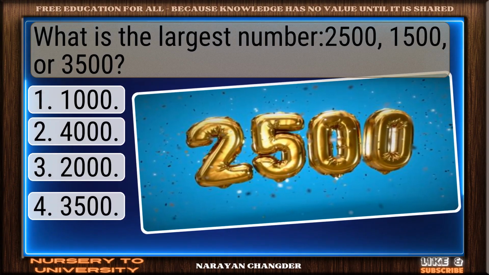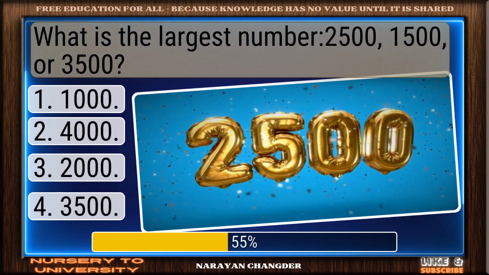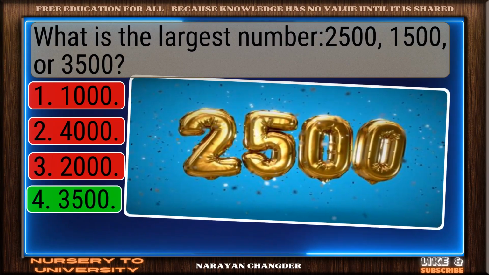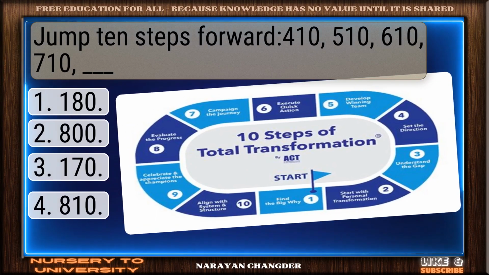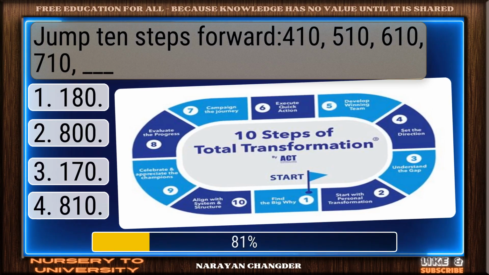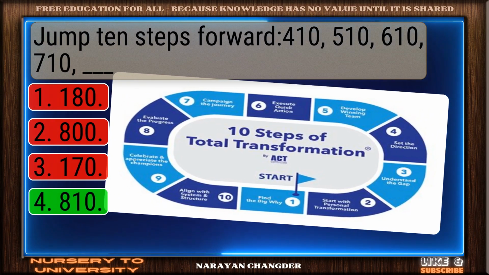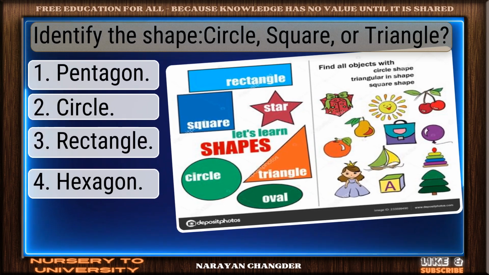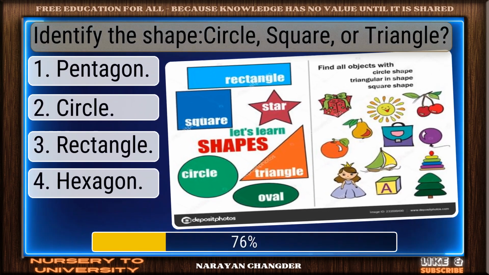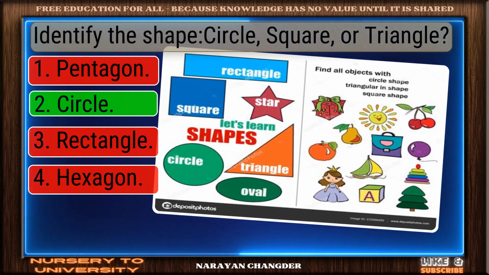What is the largest number? 2500, 1500, or 3500? Well picked. 3500 is the correct answer. Jump 10 steps forward. 5, 10, 6, 10, 7, 10, dash. Perfect. 810 is the correct choice. Identify the shape: circle, square, or triangle. Strong choice. Circle is the right answer.